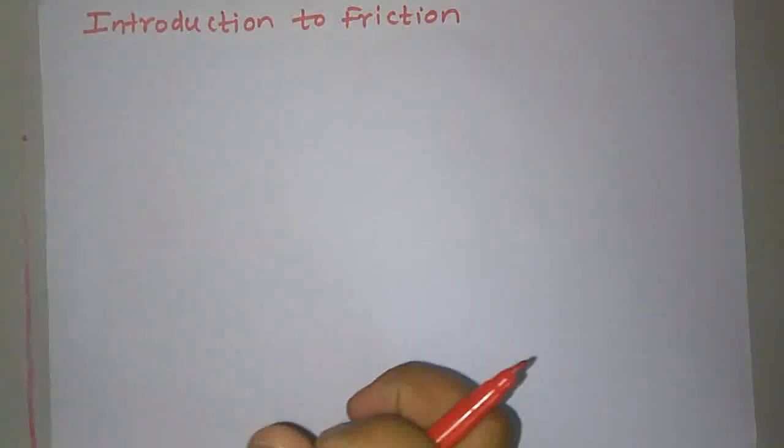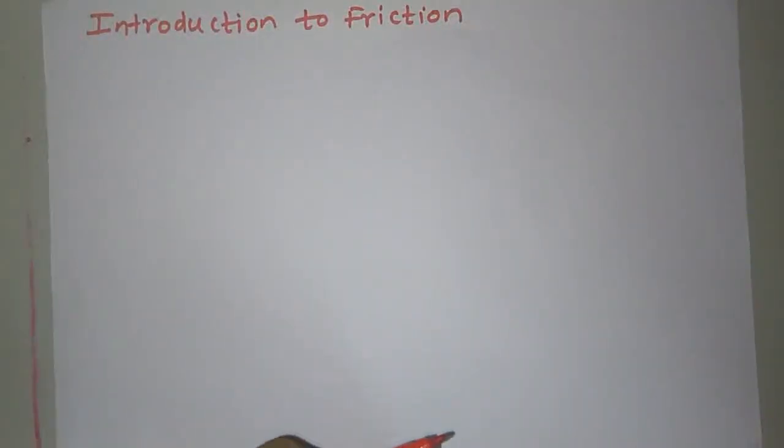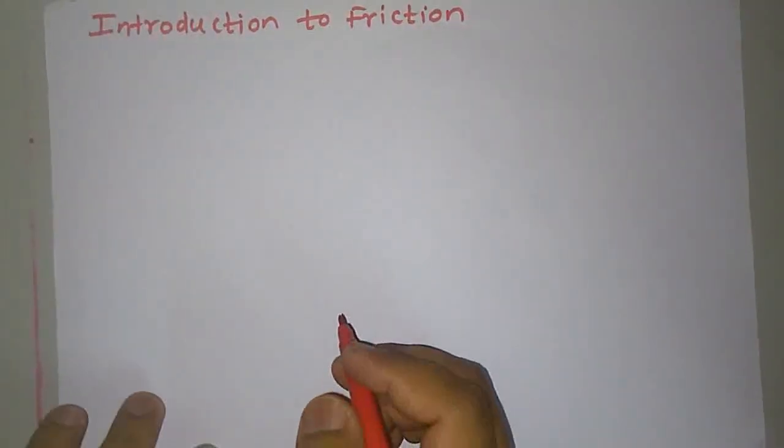So in the friction chapter there are basic terms like the definition of friction, then classification of friction, coefficient of static and kinematic friction, angle of friction and angle of repose. And after completing this theory part we will see the problems based on block friction and ladder friction. So let's start with our chapter. We will see the basics of friction.